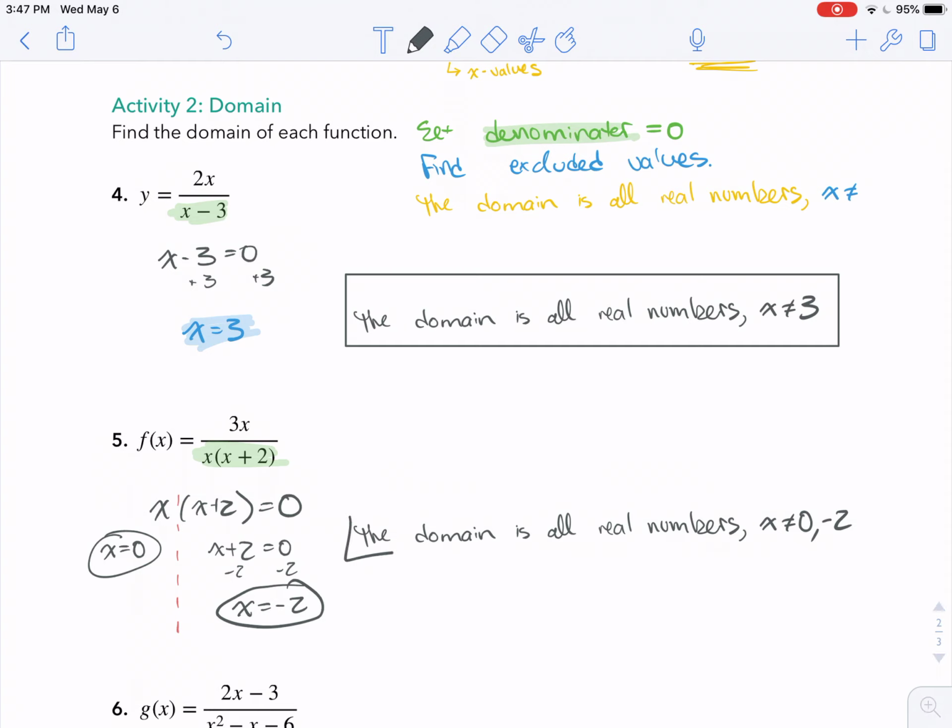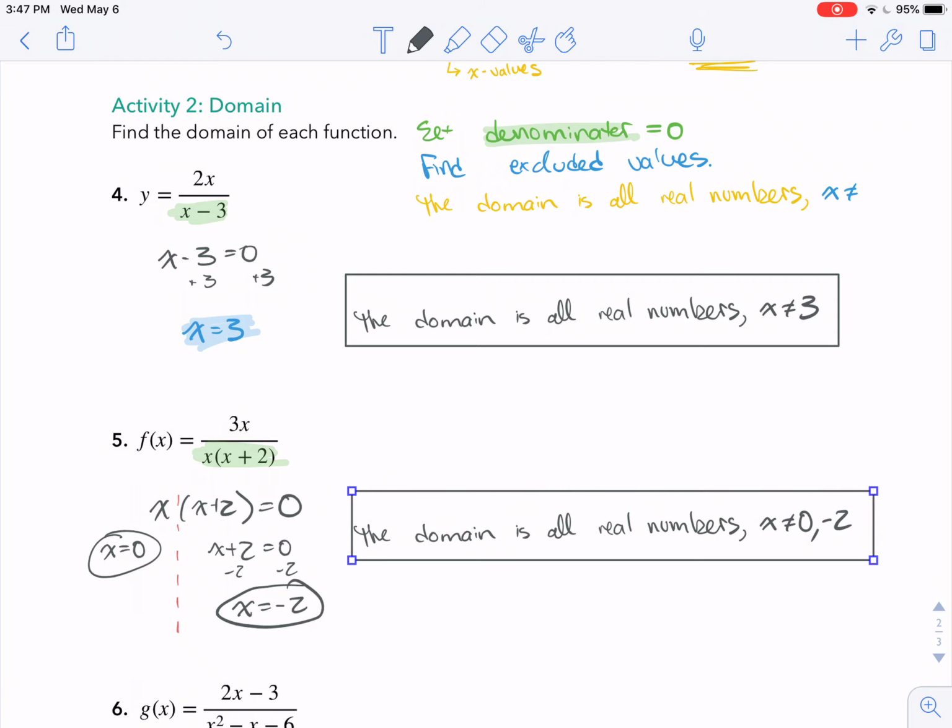Apparently I can't draw a rectangle today. Better. All real numbers where x is not equal to 0 or negative 2.